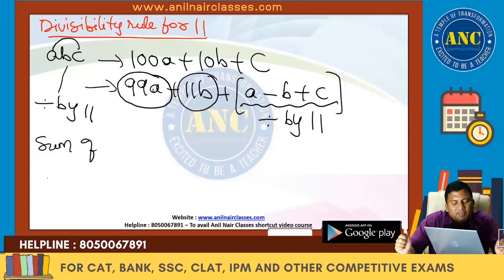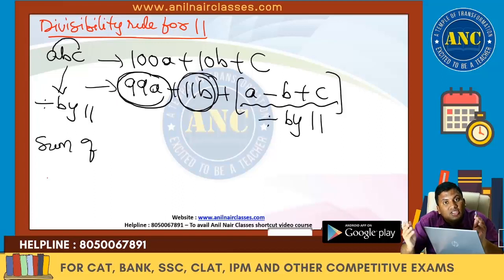Now, the divisibility rule of 11, method 2: if I take a 3-digit number ABC, A is in the hundreds place, so 100A, B is in the tens place, so 10B plus C. 100A can be written as 99A plus A, 10B can be written as 11B minus B. If ABC is divisible by 11, 99A is divisible by 11, 11B is divisible by 11, so A minus B plus C should be divisible by 11. A minus B plus C is nothing but A plus C minus B.